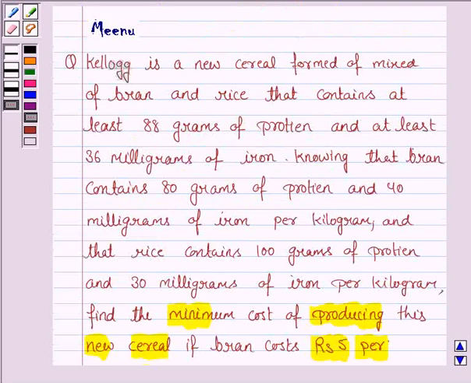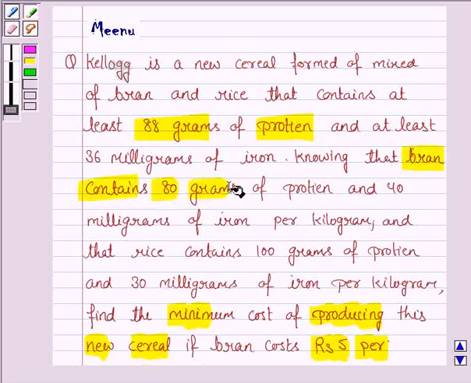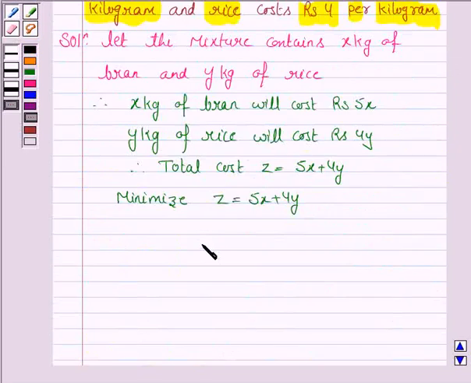Now we are given that this mixture must contain at least 88 grams of protein, right? And we know that bran contains 80 grams of protein and rice contains 100 grams of protein. So the first constraint is 80x plus 100y should be greater than or equal to 88, as the mixture contains at least 88 grams of protein.